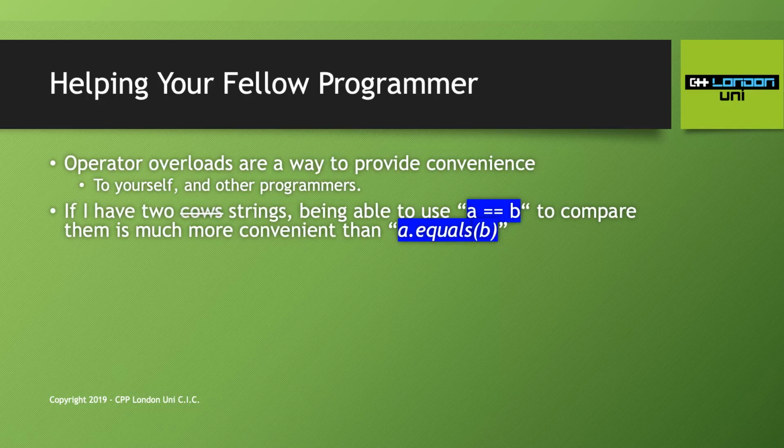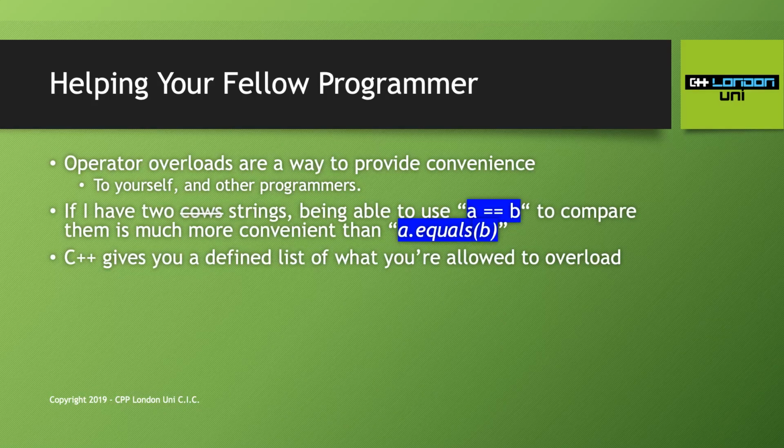So if I have two strings, not two cows, being able to use A equals B, if I want to just compare them, it's quite convenient, right? Nice and short. It's much shorter than doing A dot equals B, like you would in, say, Java or C#. It does the same thing, right? Dot equals is a function, it returns a Boolean. I can do if A dot equals B, yeah? It's a lot easier, a lot more idiomatic. If I just do an equals operator, everybody knows what that means generally. In most programming languages, it's just an equals.